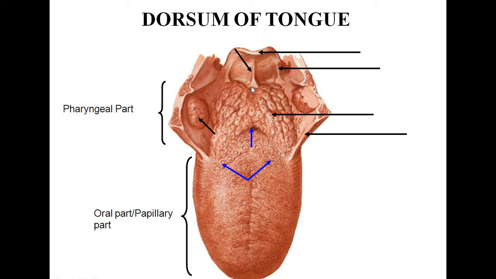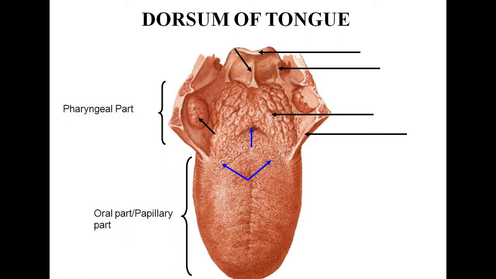Now, the root or the base of the tongue is attached to the epiglottis, which is a leaf-shaped cartilage of the larynx, by 3 folds. This is the median glossoepiglottic fold and these two are the lateral glossoepiglottic folds. A depression is present on either side of this median glossoepiglottic fold and that is called the vallecula. So this is the vallecula present on either side of the median glossoepiglottic fold.